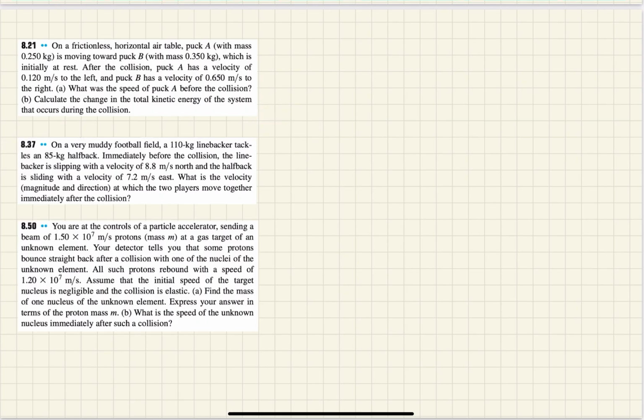All right, last problem here. So there's a particle accelerator. You have protons of mass m, and the speed is 1.5 times 10 to the power of 7. And then there's an unknown element. You just have a nucleus.